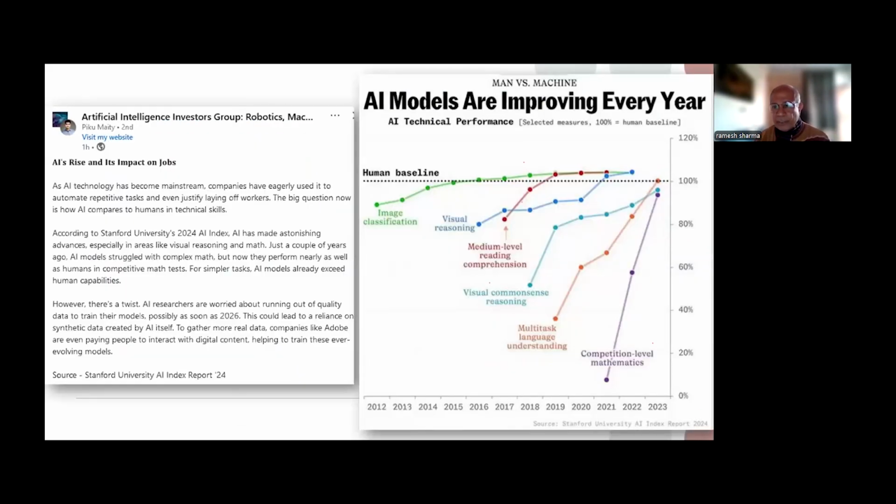This is a quite interesting graph that shows how AI is surpassing what we can do. Here, if you see some of the activities, the human baseline is 100%. Image classification, reading comprehension, and visual reasoning: the AI has already crossed that. It means that AI applications are more powerful than humans for image classification.